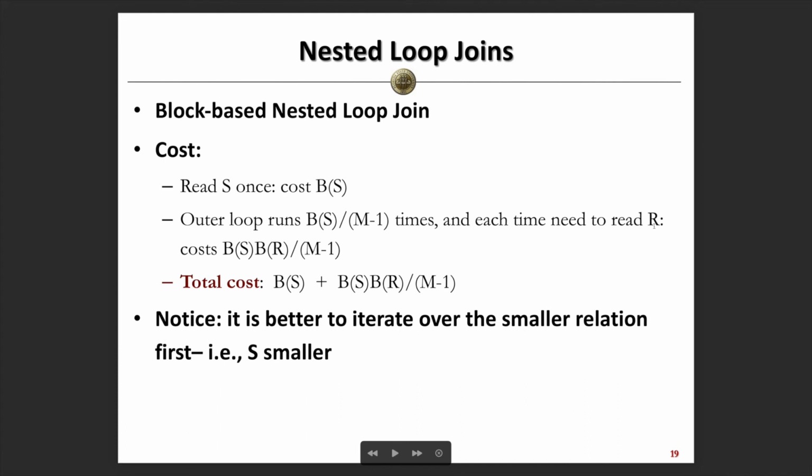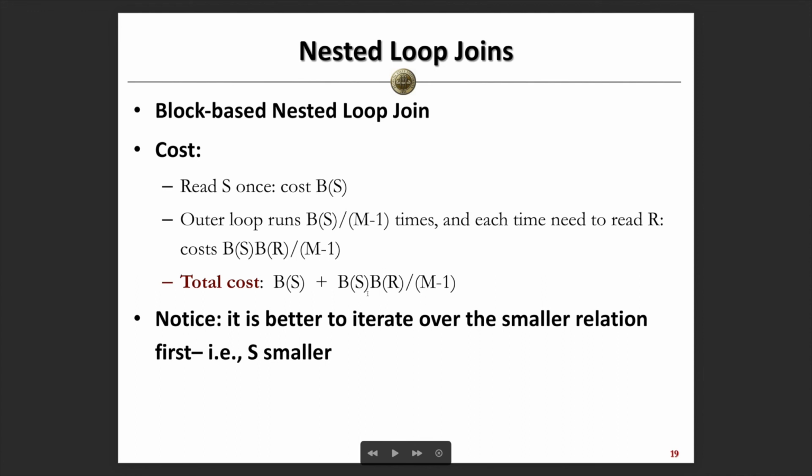In other words, the time cost for the whole algorithm will be about BS times BR divided by M minus 1. If we assume BS is smaller than M minus 1, then the cost will be about BR. It really depends on how many blocks we have in the R relation. As to the total cost for loading both S and R, we can denote it as BS plus BS times BR divided by M minus 1. If BS is much smaller than M minus 1, the cost will be about BS plus BR, right?